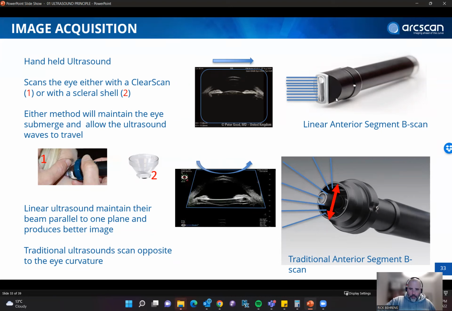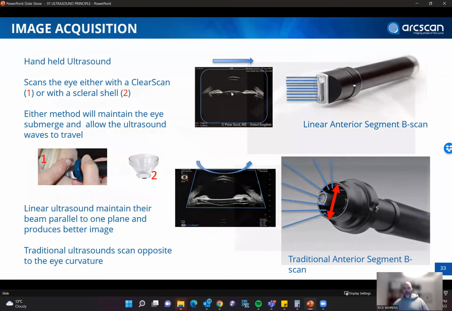So here, the probe will move in this direction, back and forward, in parallel to the iris. And this one is going to move this way. So what you're doing is you have like two different circles next to each other, and you're trying to scan these in a different direction than the eye is. And that's why the image is never that great. That's why the linear is much better.